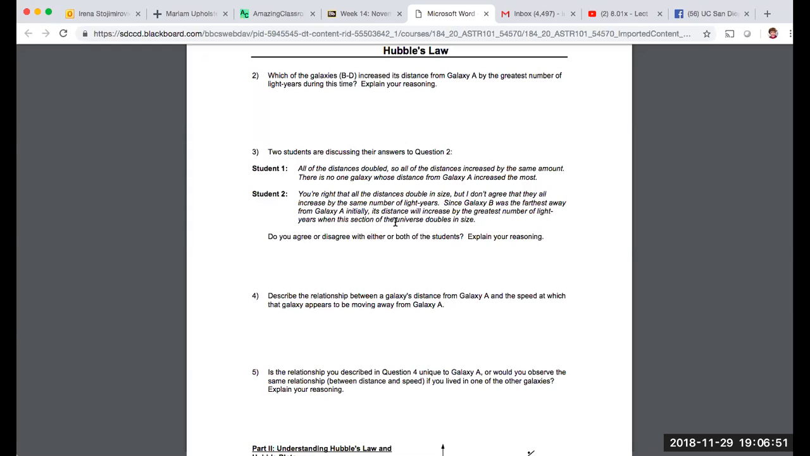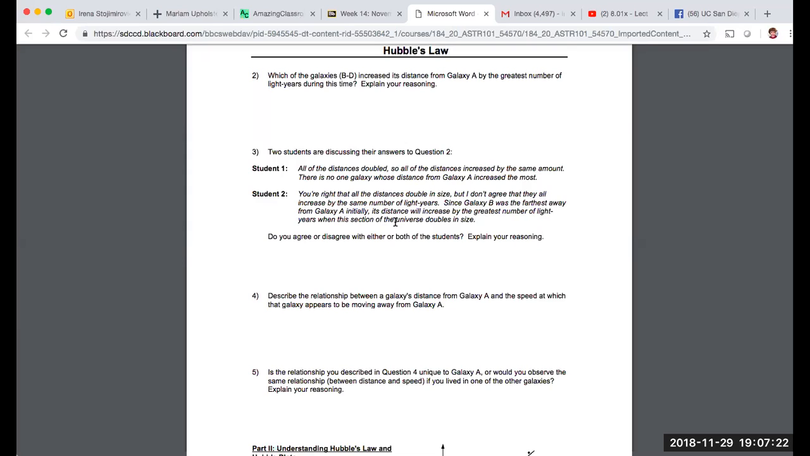So you already said that the galaxy that appeared to move the greatest distance from galaxy A was the one that was initially farthest out, right? So if you move the greatest distance in the same amount of time, whatever is the time it takes the universe to double in size, then you move the fastest, right? Or that galaxy moves the fastest. So what's the relationship between a galaxy's distance from galaxy A and the speed? The farther out the galaxy is, the faster it's moving. Exactly. Very good. Does that make sense?